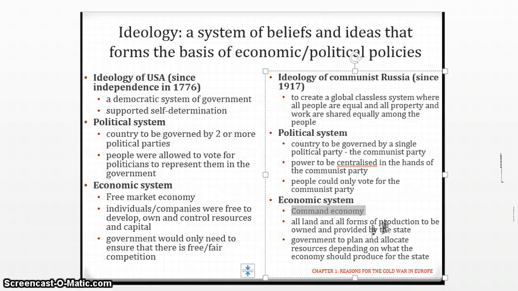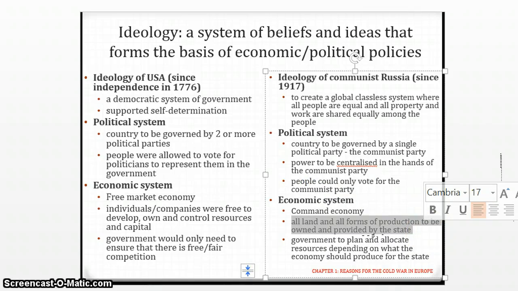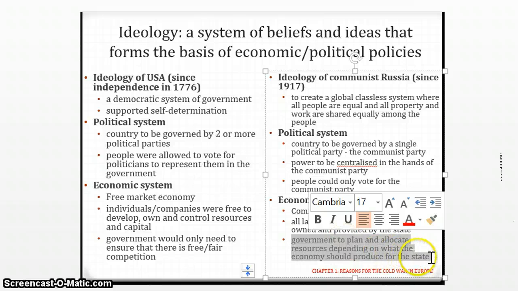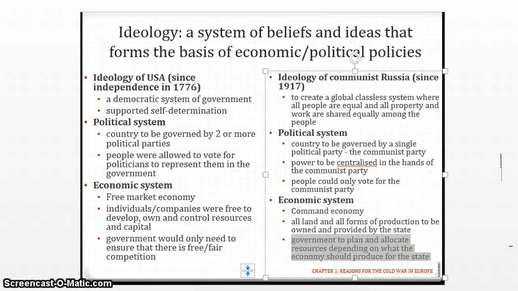Okay, so some of the key characteristics that they mention: all land, all forms of production to be owned and provided for by the state. Actually, that's the case in Singapore. Okay, moving on. The government plans and allocates resources depending on what the economy should produce for the state. A more advanced way to understand this is that in a free market, we ourselves determine what resources the economy should be producing. Only if there's a demand, then there will be a supply. If everybody wants iPhones, there will be a production of iPhones. Whereas in this case, the government looks at the people and decides, I think you need iPhones, and only then do they produce iPhones. It's not dependent on the people, it's dependent on the government.